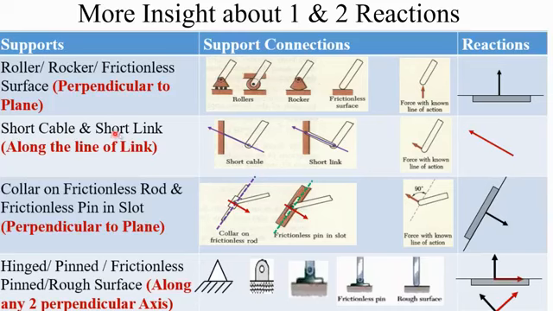What about short cable and short link? Its reaction will be along the link or cable. So its reaction will not be perpendicular to the plane, it will be along the link. Now come to collar on frictionless rod, and frictionless pin in slot.